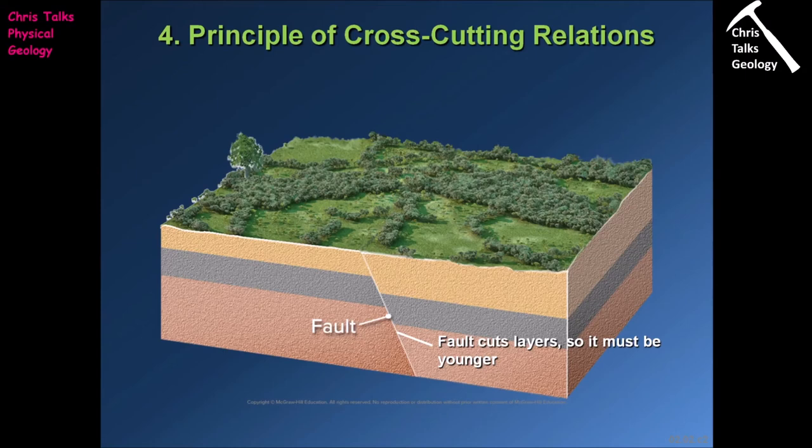Now, the principle of cross-cutting relationships doesn't just refer to faults. It also refers to other features such as joints, and it will also refer to a feature which we'll cover more when we look at igneous rocks called a dike.